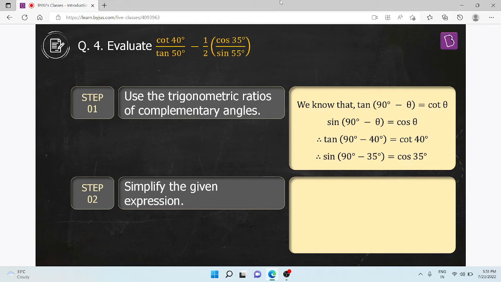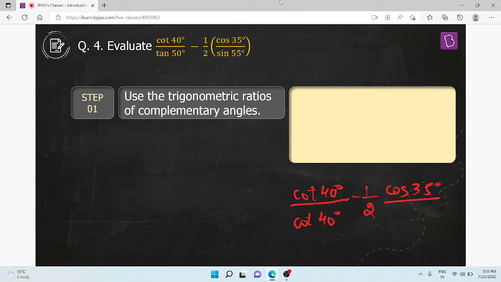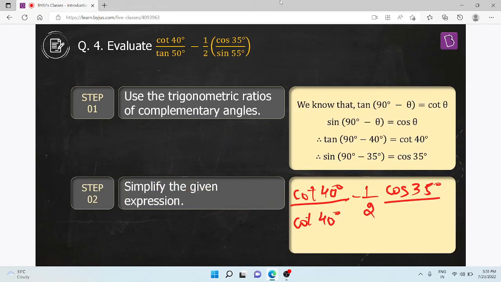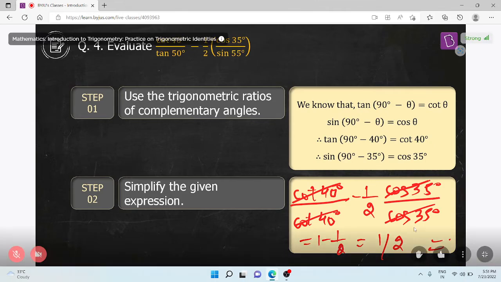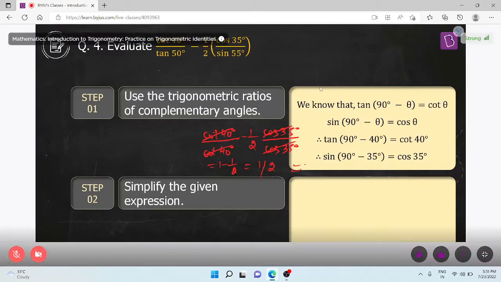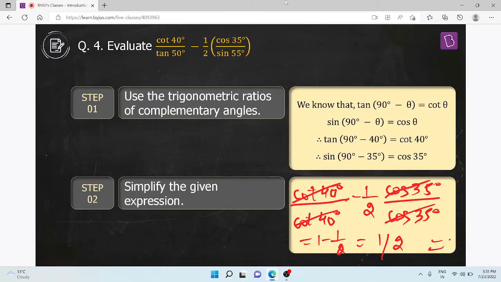So it will be equal to cot 40 by tan 50. Tan 50 is equal to cot 40, so cot 40 by cot 40 degrees minus half cos 35 by sine 55. Sine 55 is also equal to cos 35. These are cancelled. These are cancelled. 1 minus 1 by 2, that is 1 by 2 is the answer. So answer will be 1 by 2 only. Is it clear, students, to all of you? You can ask at any point if there is any doubt. Okay.